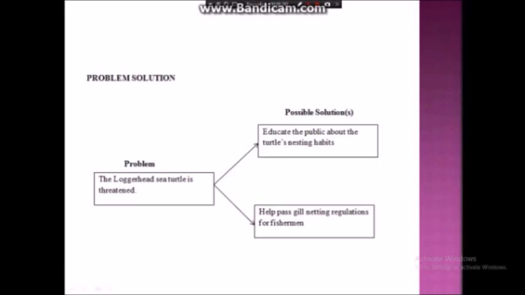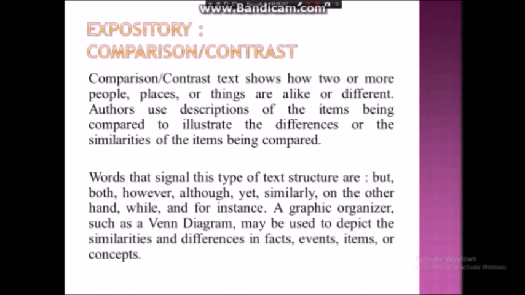The problem is the loggerhead sea turtle is threatened, and the possible solutions are two of them: educate the public among the turtles' nesting habits, and help pass gill netting regulation for fishermen. It's possible to have many solutions and one problem, but it's up to the author who has the authority of writing the text. The next expository structure is comparison and contrast.